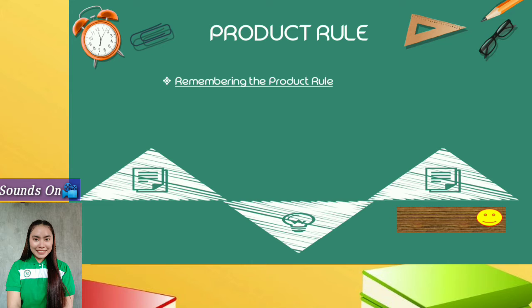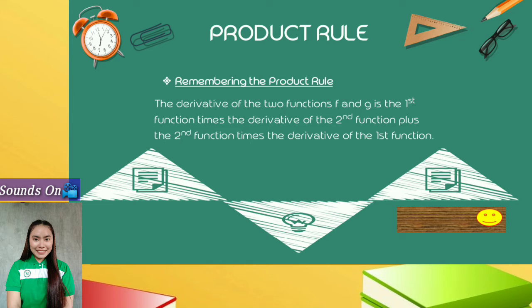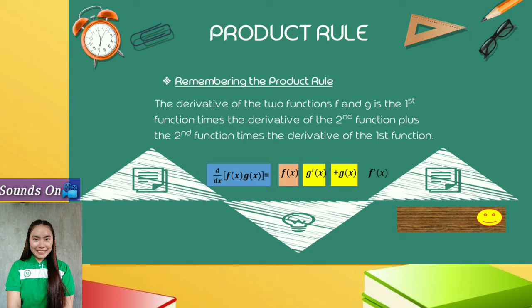So remembering the product rule, the derivative of the two functions f of x, g of x is equal to copy the first function times the derivative of the second function plus copy the second function times the derivative of the first function. So ulitin natin.